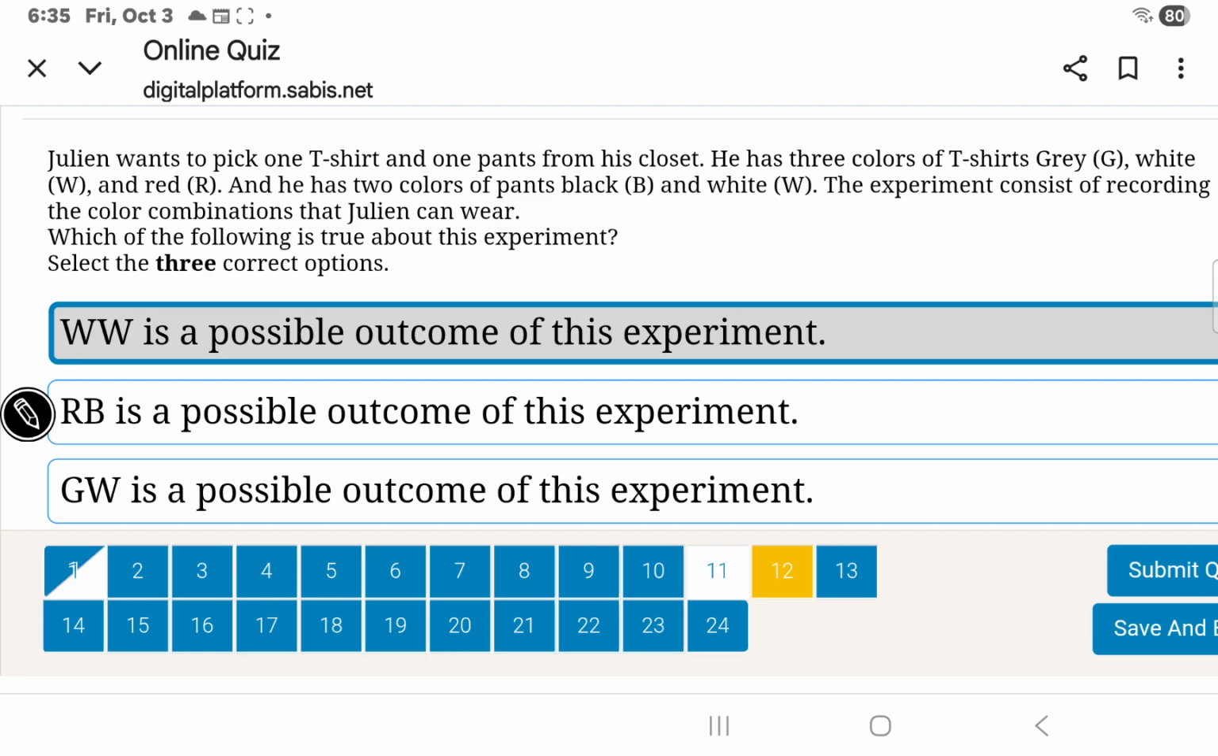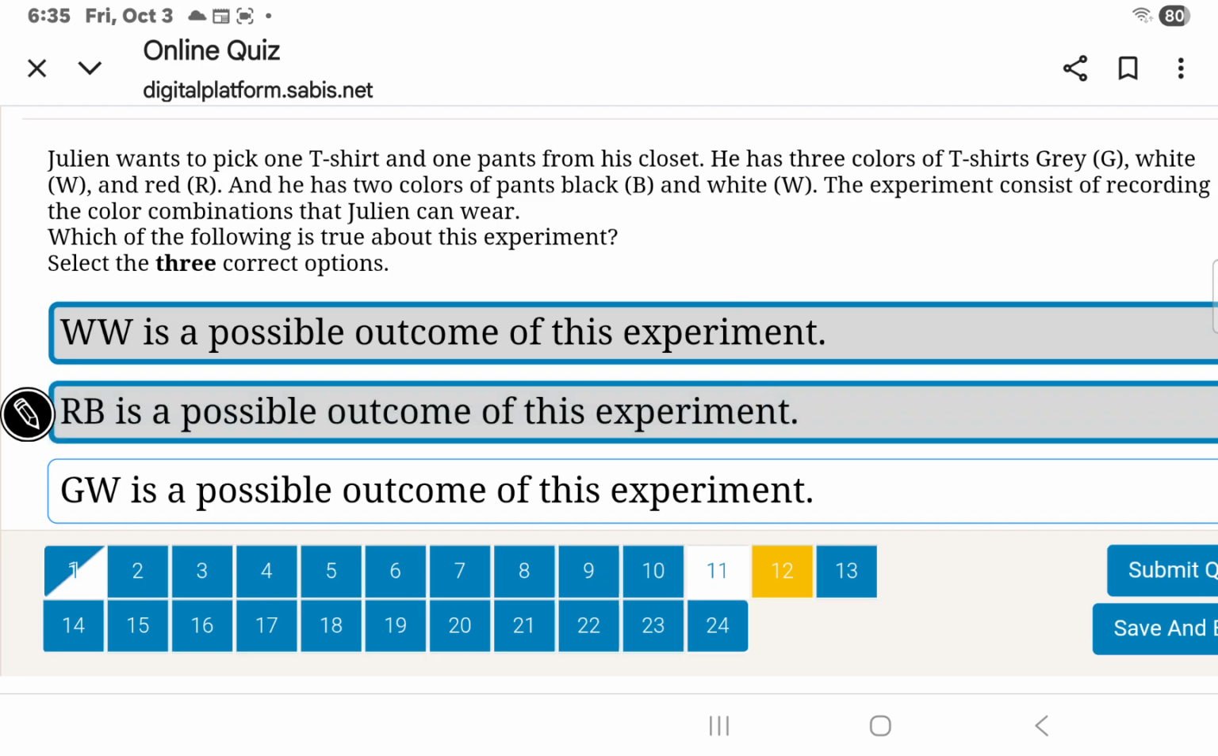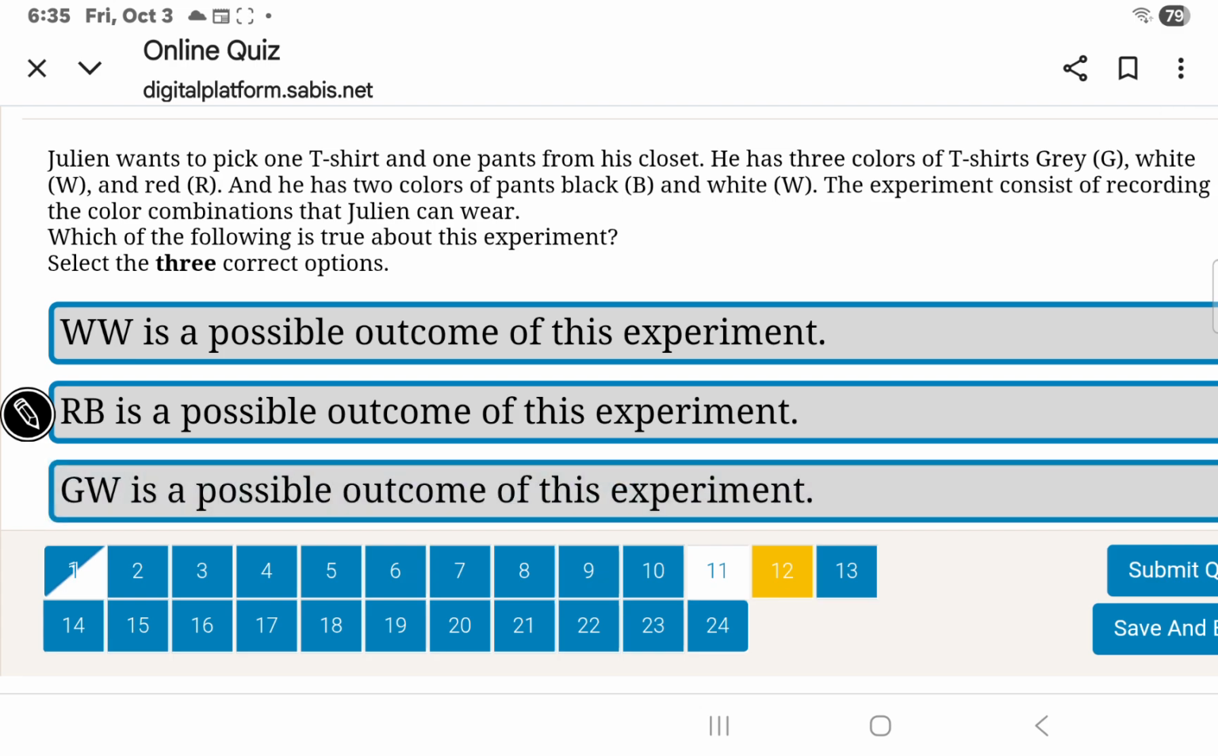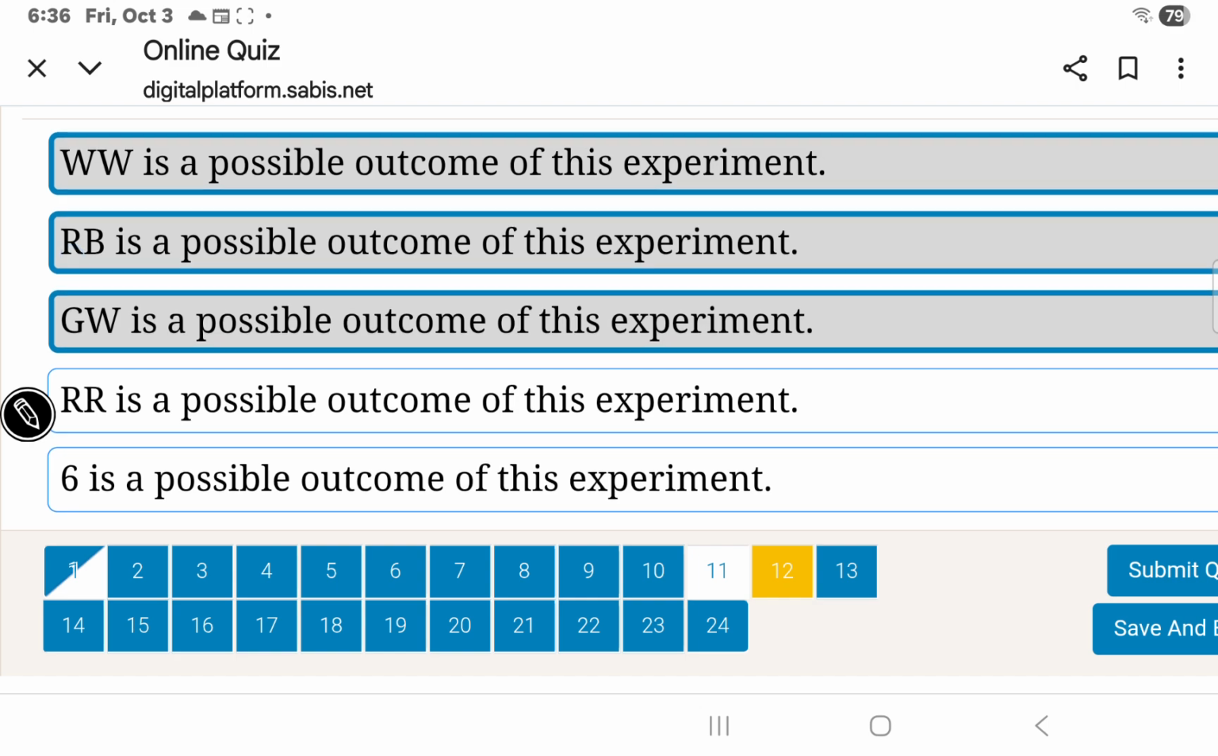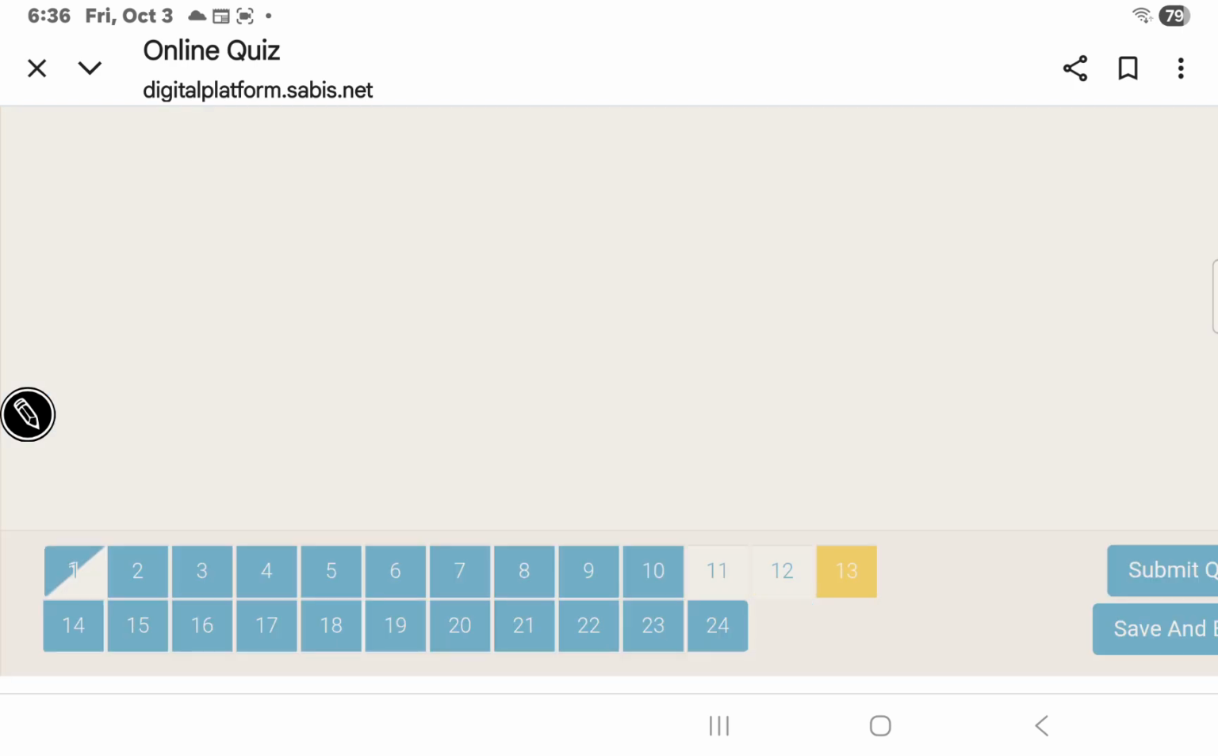Red t-shirt and black pants. This is also possible because he has a red t-shirt and black pants. A gray, white. Does he have gray pants? Yes. Does he have a white t-shirt? Yes. So this is a correct option. Red is not correct because he doesn't have red pants. Is 6 a possible outcome? No, 6 is not a color. 6 is a number. It's not a color. Number 13.